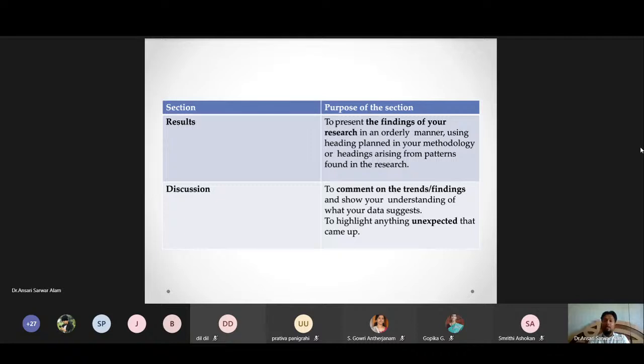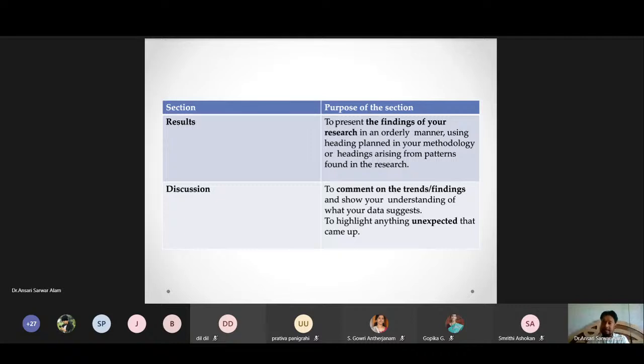Next, results. The purpose of the results element of the research paper is to present the findings of your research in an orderly manner, using the plan in your methodology, or headings arising from the pattern found in the research. You are supposed to come up with the result. Obviously, you will come up with the result when you have completed your analysis work, and at the time of analysis you must know which is the impactful variable and which are not impactful variables. So you will be explaining that much only in the results component of the research paper or research article.